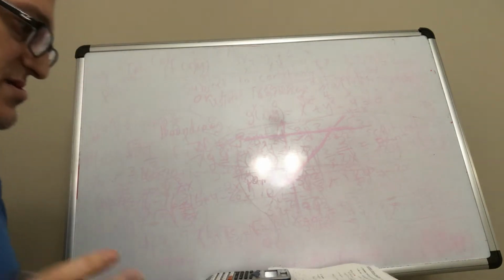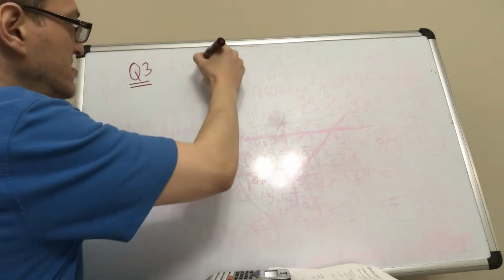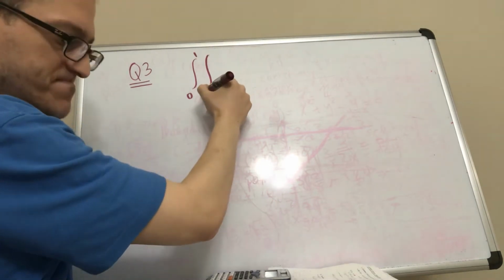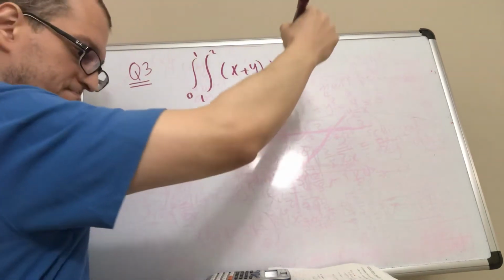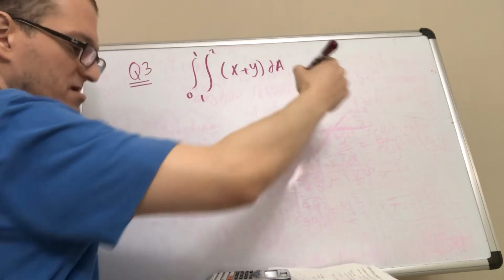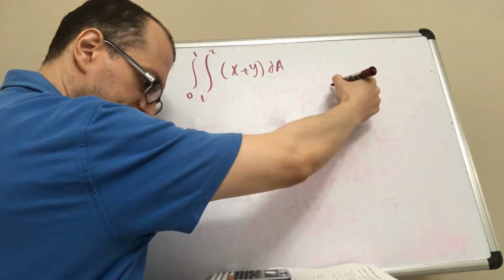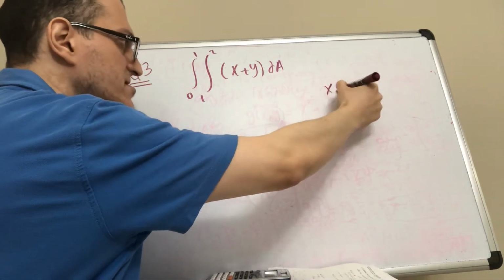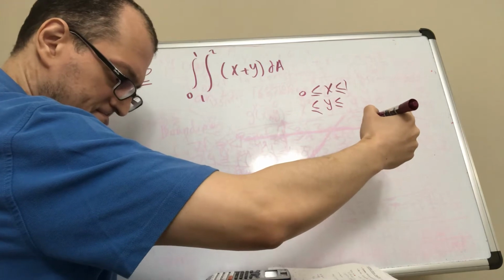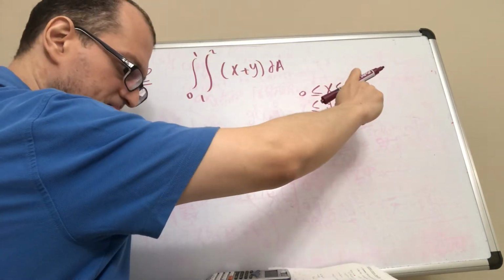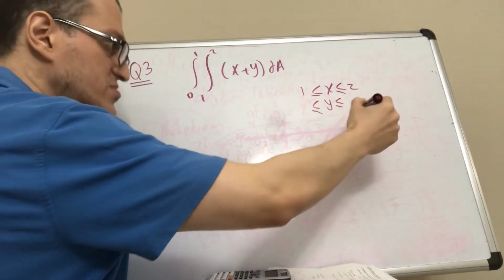Okay, question 3 in worksheet A. It's a double integral, and then they tell you x is between 0 and 1, and y. X is between 1 and 2, and y is between 0 and 1.